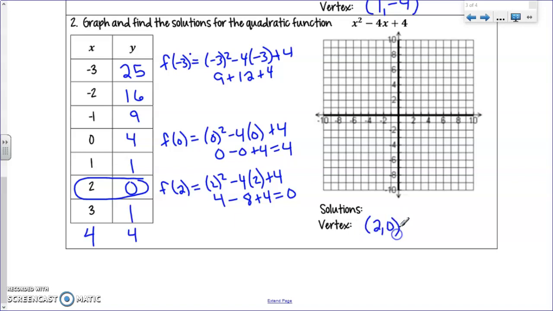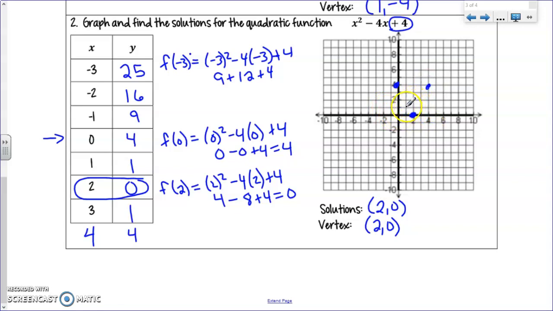All right, so what's the vertex here? 2, 0, and the solutions, the x-intercept, so when y is 0, so what's the solution? The vertex is also the solution. Okay, so we have 2, 0. What's my y-intercept? 0, 4. We know that from this C here, and we also know it from here. Okay, so it's 0, 4, and then at 4, 4.